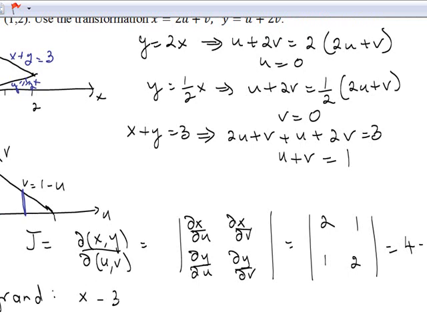X minus 3y, so you just substitute what x and y both are. So that is 2u plus v minus 3 times u plus 2v, which works out to be minus u minus 5v.